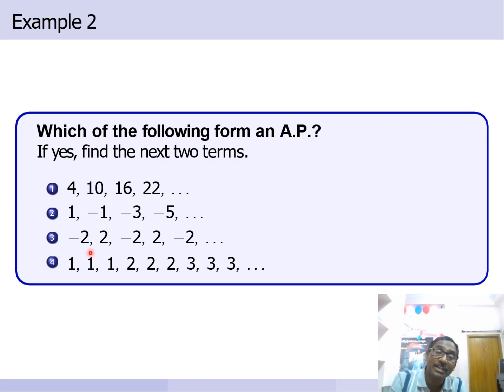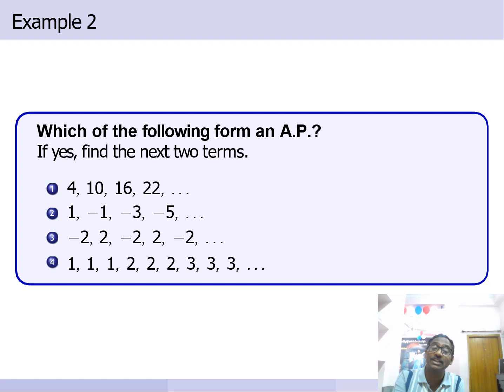-1, a2 minus a1, -1, -1, -1, -1, -2. Next a3 minus a2, -3 minus of -1, that is -3 plus 1, how much? -2. You got the same. Next one a4 minus a3, so -5 minus of -3, -5 plus 3, that is -2. You are getting -2 in the same way, so common difference, how much are you getting?